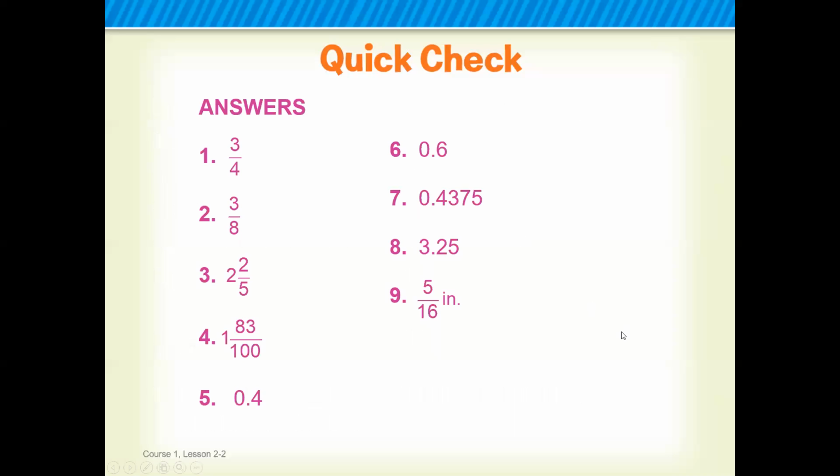Check your answers here. Press pause while you do this work. Press play when you're ready to go on.